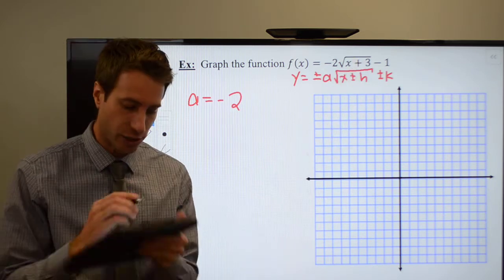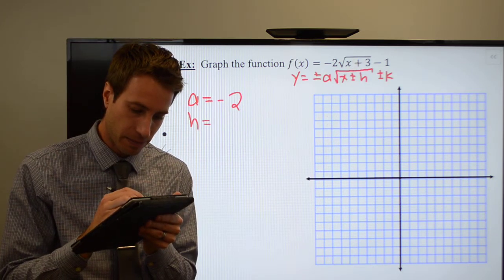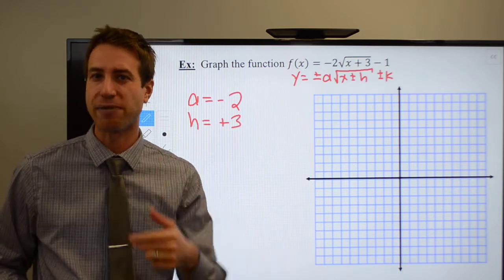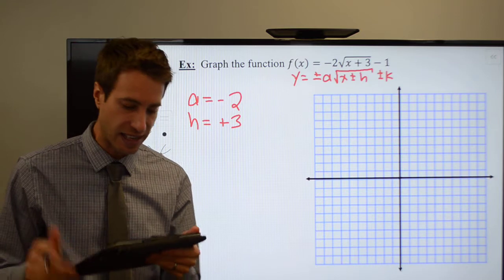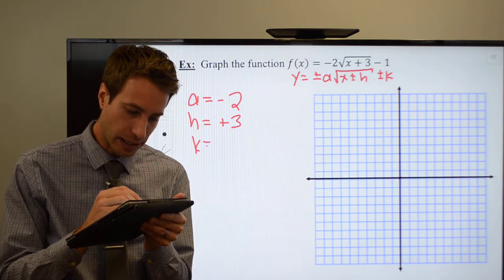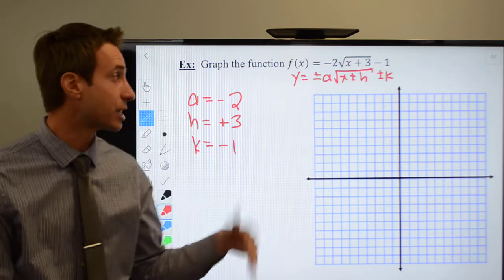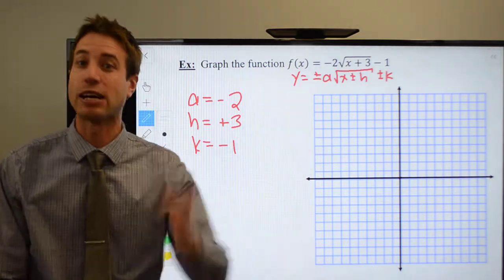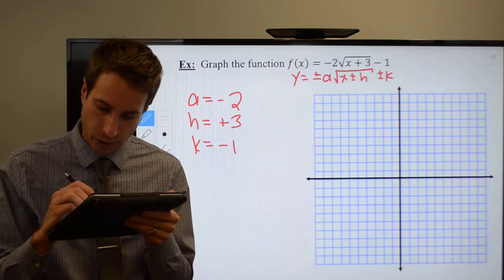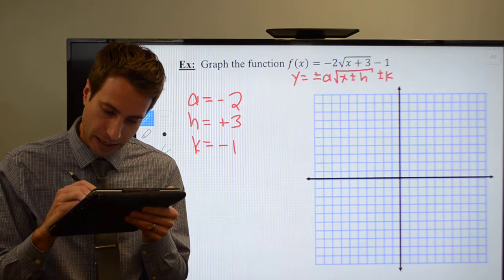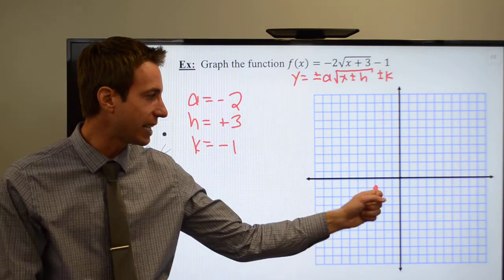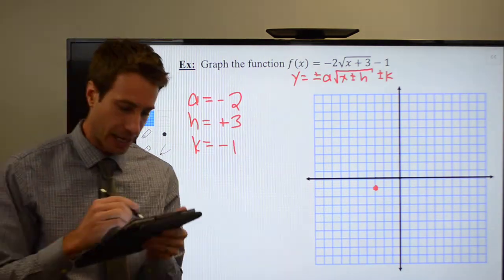H is a +3. That means that my starting point is going to shift 3 units to the left in the negative direction. And K is equal to a -1, which means my starting point is going to shift 1 unit down. So here we go. Let's go ahead and find that starting point. +3, which means I go -3, 1, 2, 3, and -1 means I go down 1. And so I already know I'm going to start right here at -3, -1.